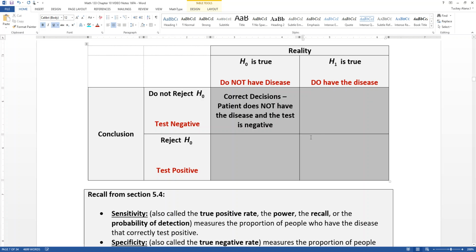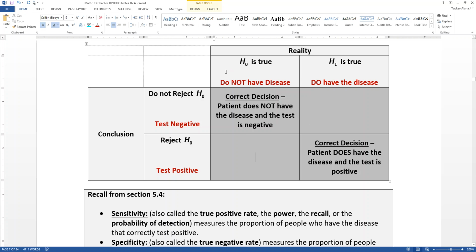Okay, so let's get the other correct one out of the way. So the other correct one is you do have the disease and you tested positive. So that's another correct decision, right down here in the bottom right corner. Patient does have the disease, and test is positive. So they're told they're sick and they actually are sick and they start getting treatment. Very good things to have happen. But there are two other alternatives that we want to pay close attention to.